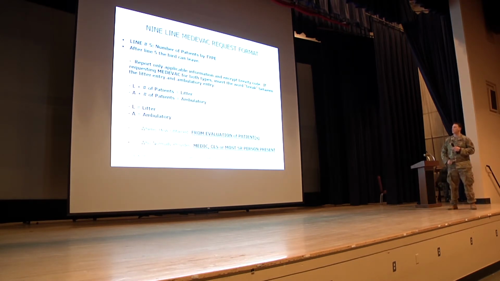Line 5, number of patients by type. Report any applicable information and encrypt the letter code. If requesting medevac for both types, insert the word break between the litter entry and ambulatory entry. After line 5 is complete, you ask them how they copy. They will repeat lines 1 through 5. If there are any discrepancies, you correct them on that line, repeat that line, and then ask them how they copy again, over. They will repeat the fixed discrepancies, and if it's good, good copy, and then the birds will be in the air.